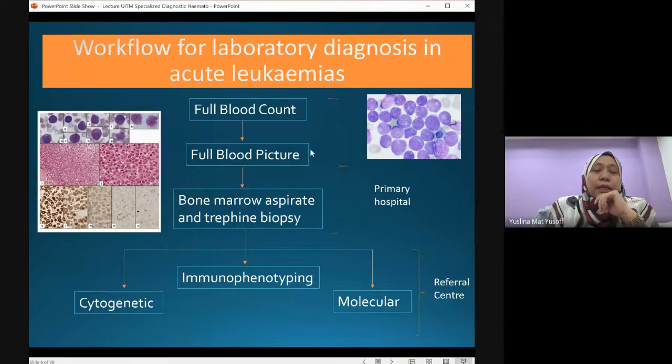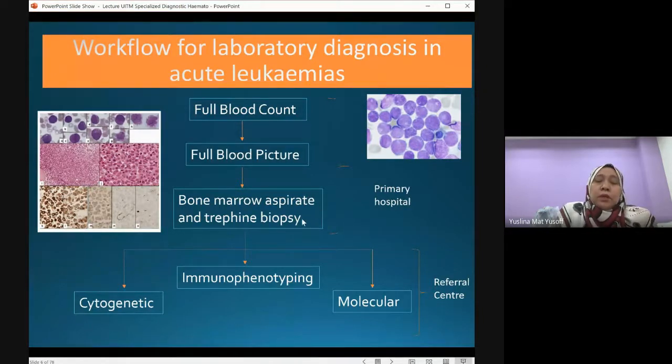After that, we need to do bone marrow aspirate and trephine biopsy. These are some of the findings of the bone marrow and trephine biopsy. I think you all already learned this. These are examples of the special stains and immunohistochemistry that need to be done on the BMAT. This usually happens in hospitals, and I believe all the hospitals are able to do this step.